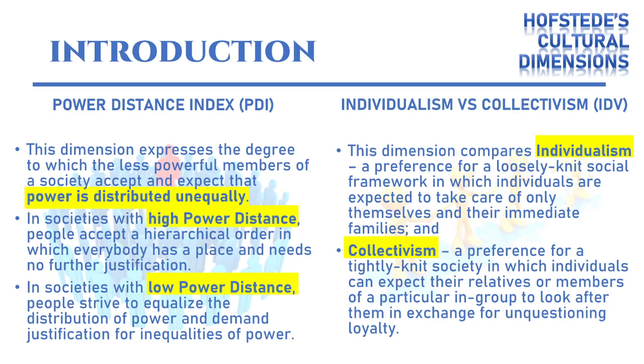Second dimension is individualism versus collectivism, IDV. This dimension compares individualism, which is a preference for a loosely knit social framework in which individuals are expected to take care of only themselves and their immediate families, and collectivism, which is a preference for a tightly knit society in which individuals can expect their relatives or members of a particular in-group to look after them in exchange for unquestioning loyalty.